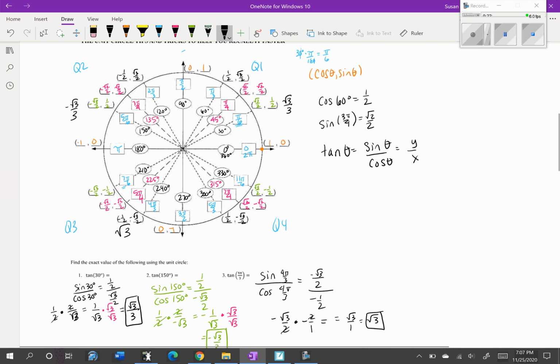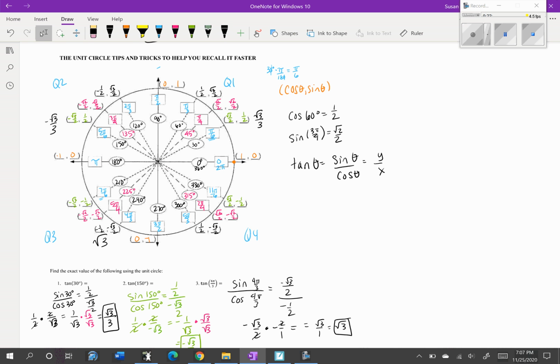And you can do that for any values for tangent. So notice that if I were to do the tangent of 45 degrees, sine over cosine would be root 2 over 2 divided by root 2 over 2, which is the same thing, which gives you 1. And if I did pi over 3, I would get root 3. Here, sine over cosine would be 0 over 1, which is 0. And up here, at 90 degrees, we would have 1 over 0, which is undefined.